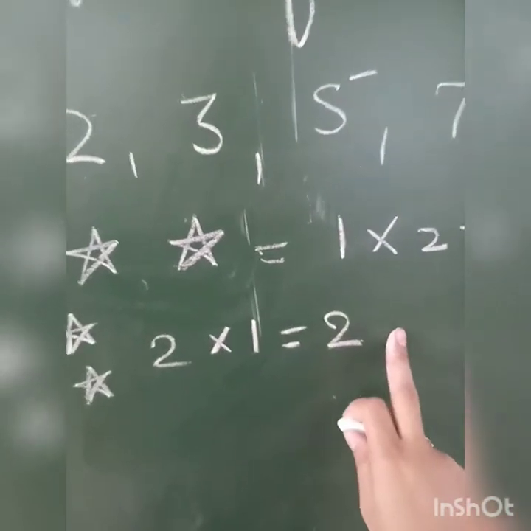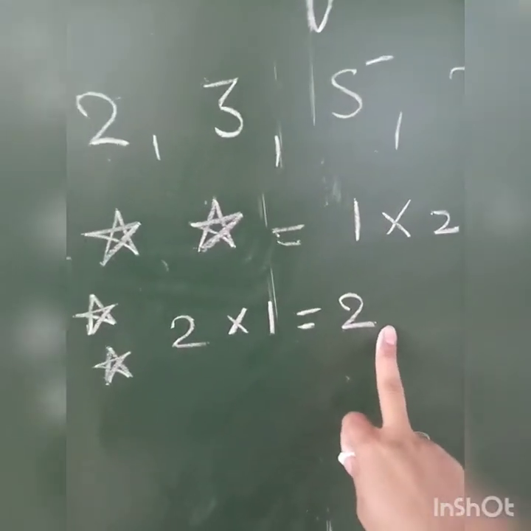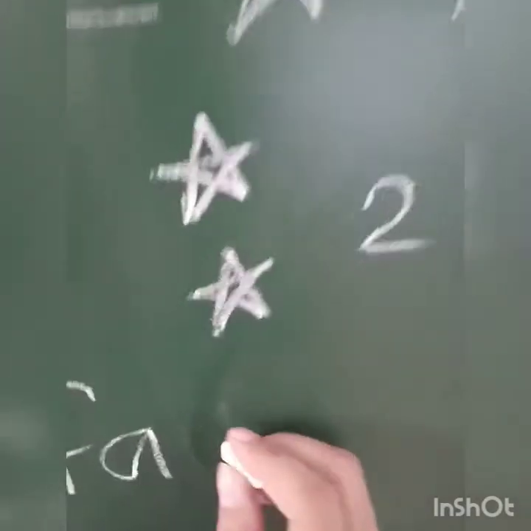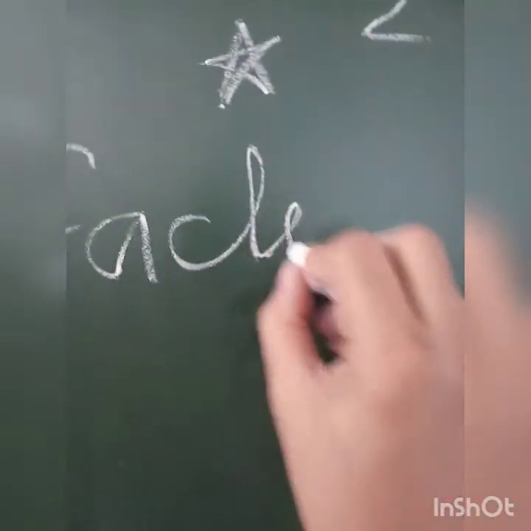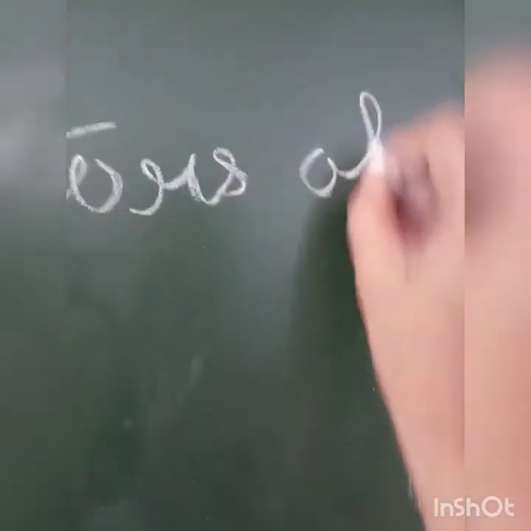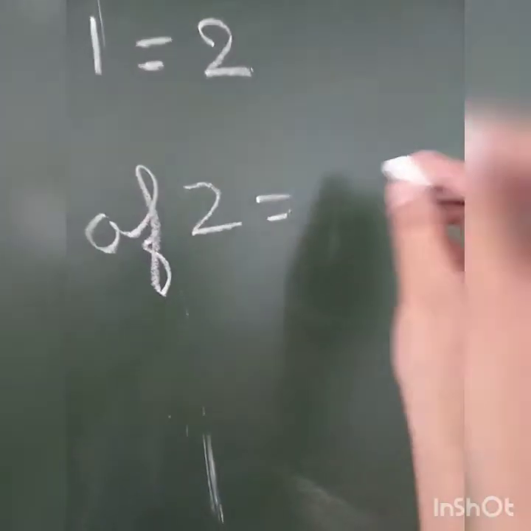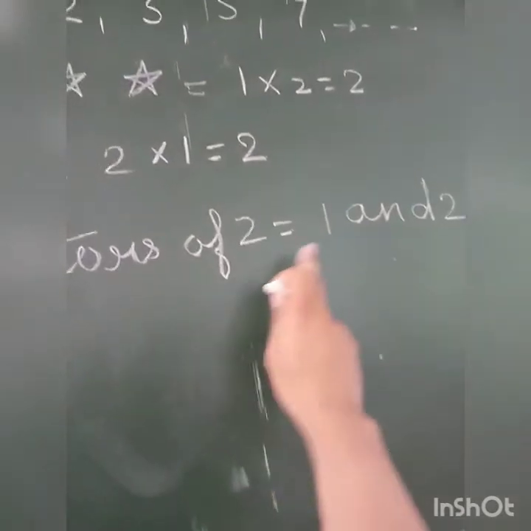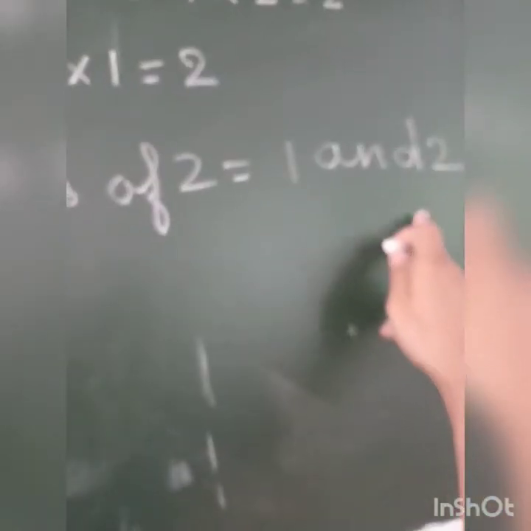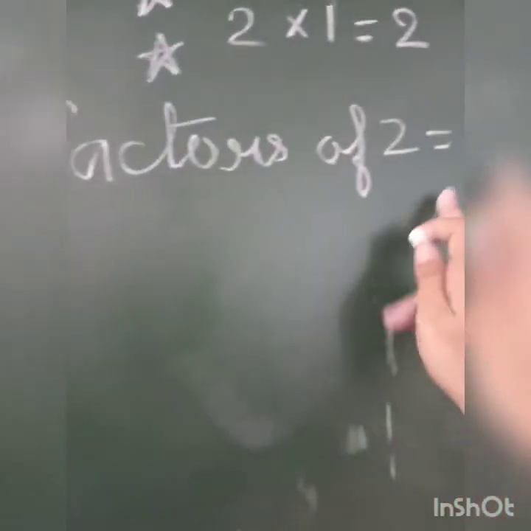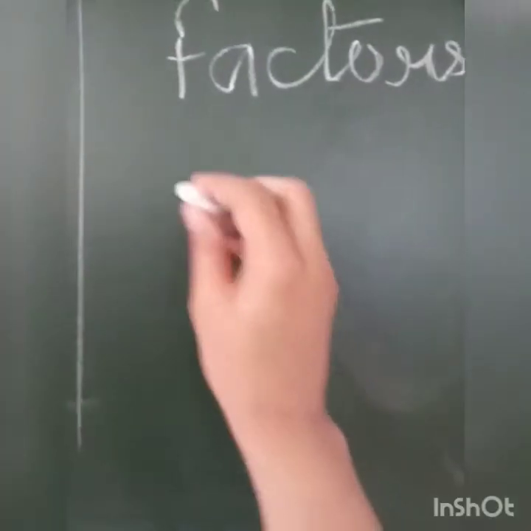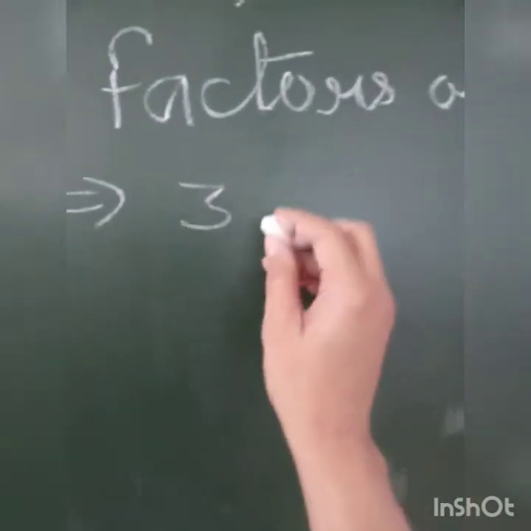Now we have only these 2 ways. In this way we can write the factors of 2 are 1 and 2. So 2 has only 2 factors, 1 and the number itself. That means 2 is a prime number. In the same way, I can explain number 3 also. Okay, so let's start with number 3.